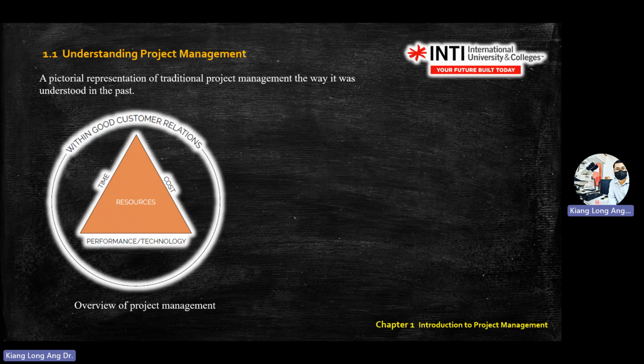So if you try to explain project management, you draw this triangle and you draw this circle. This circle is explained later. You draw this circle with this triangle and you put in all the keywords there. Basically, you give like 80% of the definition for project management, right? So you draw this triangle: time, resources, cost, performance, technology, and surrounded by the environment. The environment is the customer component, right?